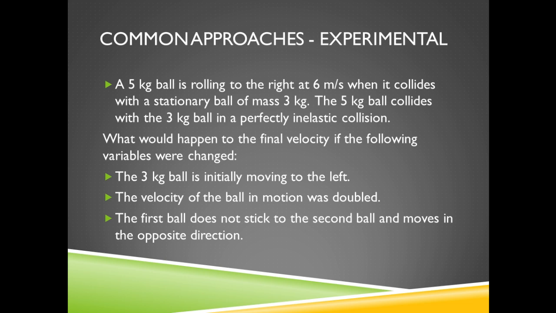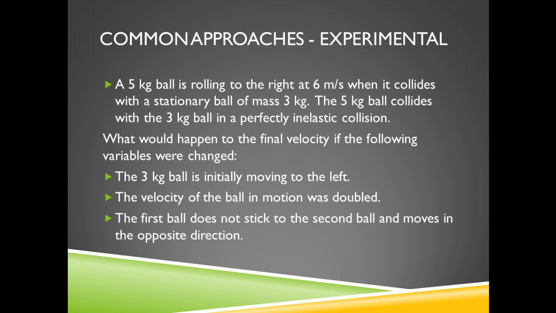Okay, so here we have a common type of experimental problem for momentum. A 5 kilogram ball is rolling to the right at 6 meters per second when it collides with a stationary ball of mass 3 kilograms. The 5 kilogram ball collides with the 3 kilogram ball in a perfectly inelastic collision, so when they collide, they're going to stick together and then both roll together. What would happen to the final velocity if the following variables were changed? The 3 kilogram ball is initially moving to the left.